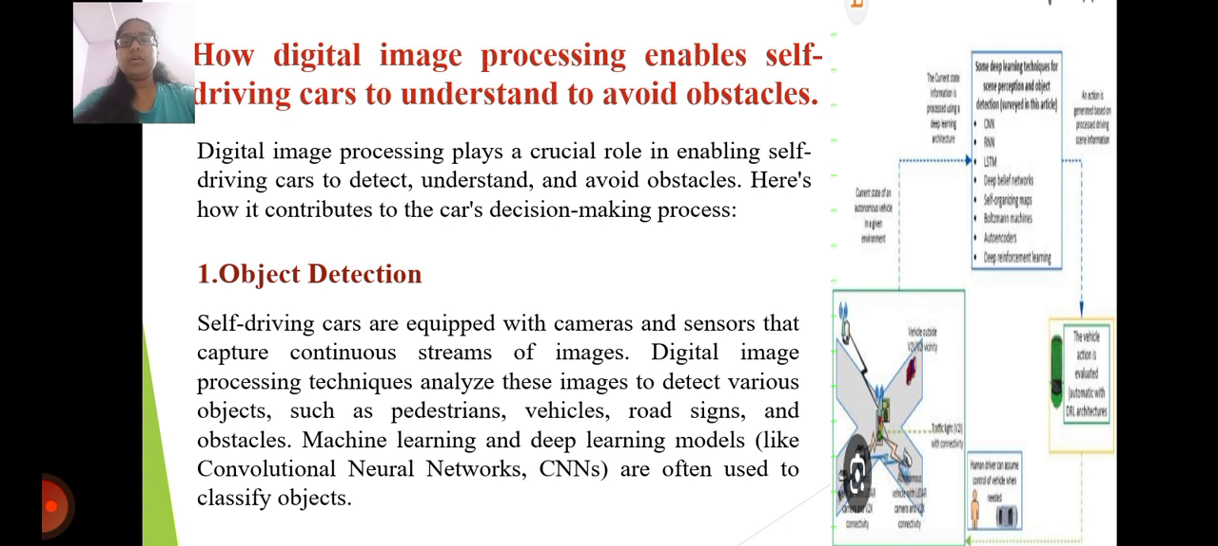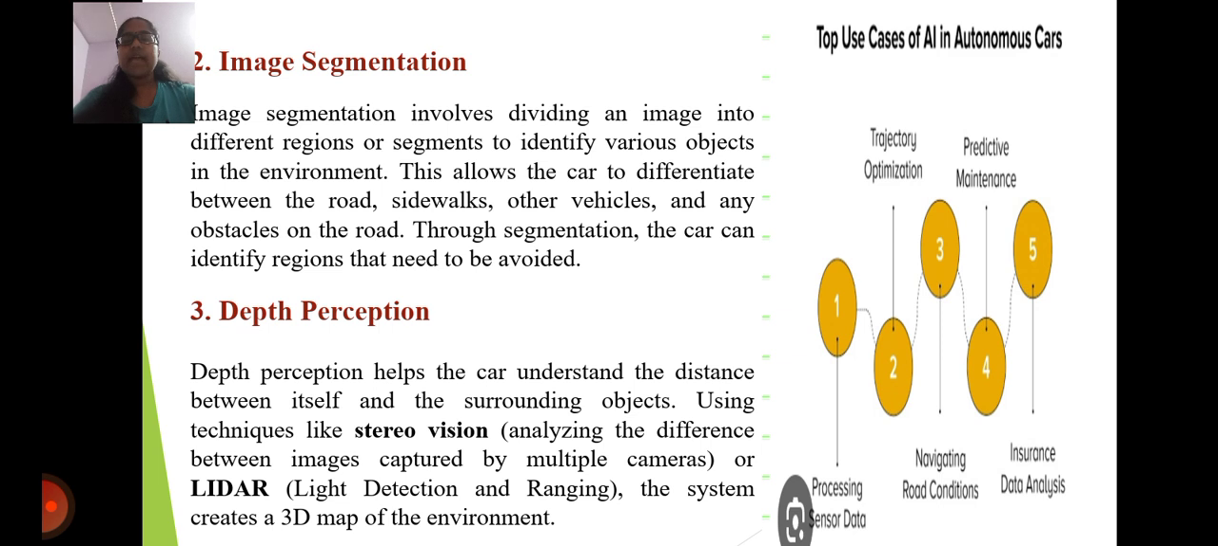So the first thing we have learned is how digital image processing enables a self-driving car to understand the environment. Now we are learning how it enables a self-driving car to avoid obstacles. The second thing is image segmentation. Image segmentation involves dividing an image into different regions or segments to identify the various objects in the environment. This allows the car to differentiate between the road, sidewalks, other vehicles, and any obstacles on the road. Through segmentation, the car can identify the regions that need to be avoided.